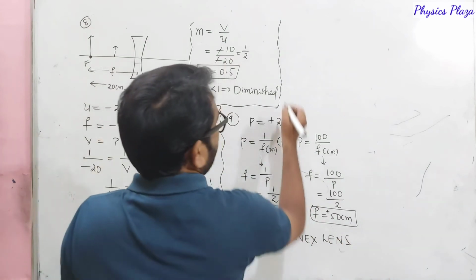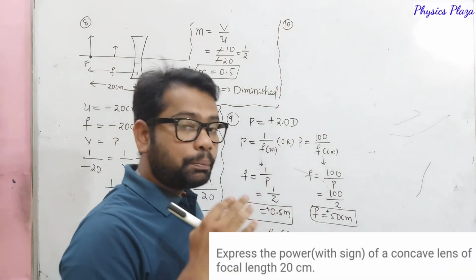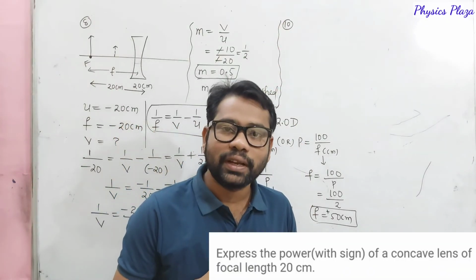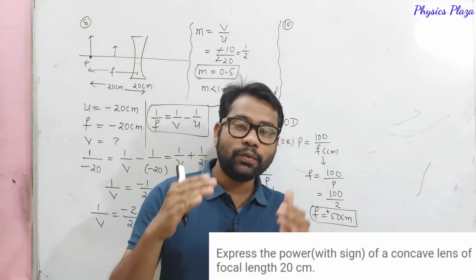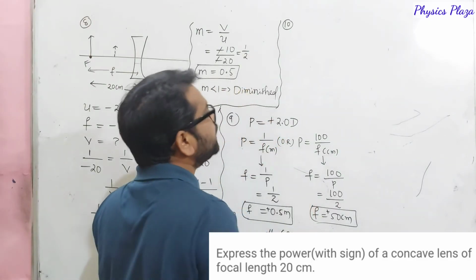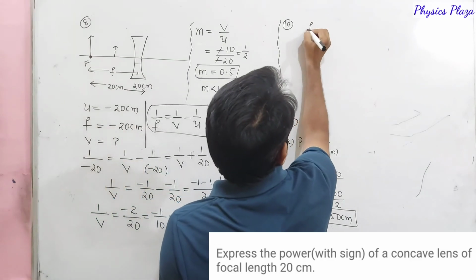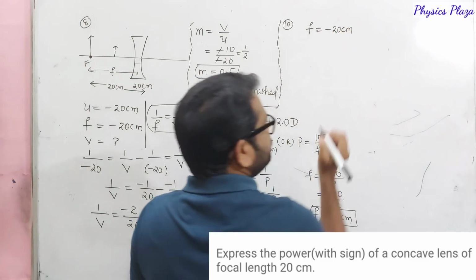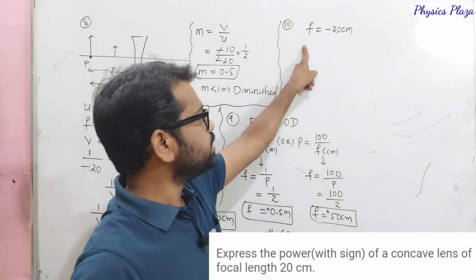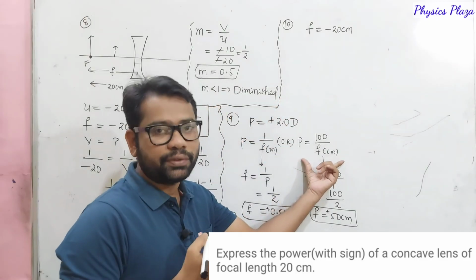Okay. Now, question number 10. It is given that the focal length of a concave lens is 20 centimeters, and it is asked to calculate the power along with the sign. So, children, for a concave lens, the focal length is always negative. So, here F is equal to minus 20 centimeters. And here F is given in centimeters. Let us use this formula only, so that it is very convenient for us.